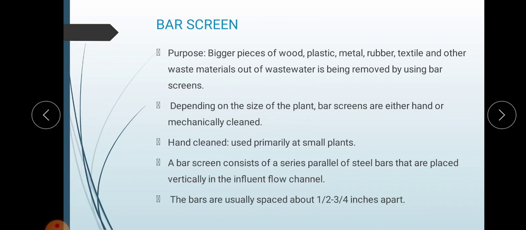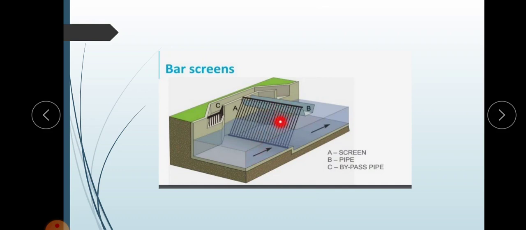Okay, and a bar screen is a type of screen. Its purpose is to remove bigger pieces of wood, plastic, metal, rubber, textile, and other waste material from wastewater. Depending on the size of the plant, bar screens are either hand or mechanically cleaned. Hand cleaning is used primarily at small plants. A bar screen consists of a series of parallel steel bars placed vertically in the influent flow channel, and the bars are usually spaced about half to 3/4 inches apart. So this is a bar screen.